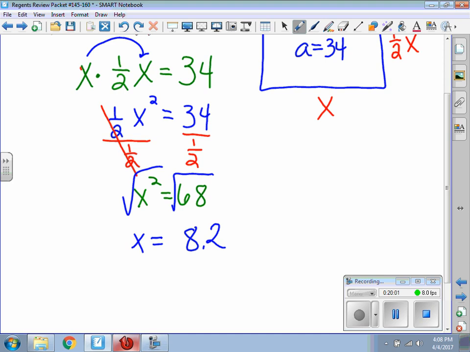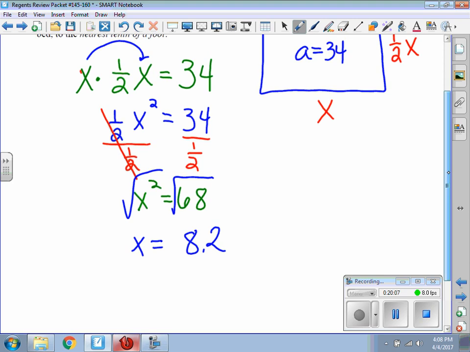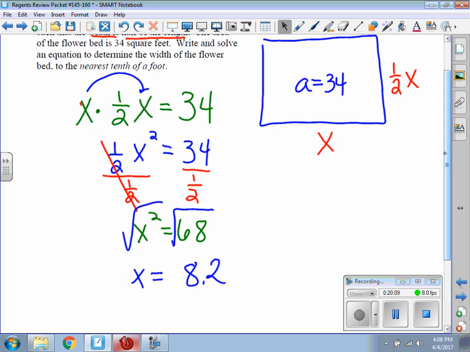Okay, well the width was half of that. The width is half of the length. We figured out that this side right here is 8.2. What's the other side, the width? So I'll say, hey, what's half of 8.2? I get a width of 4.1.